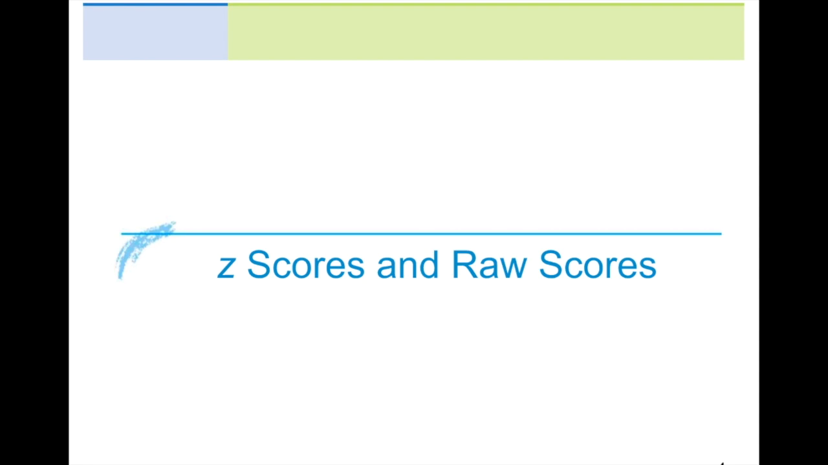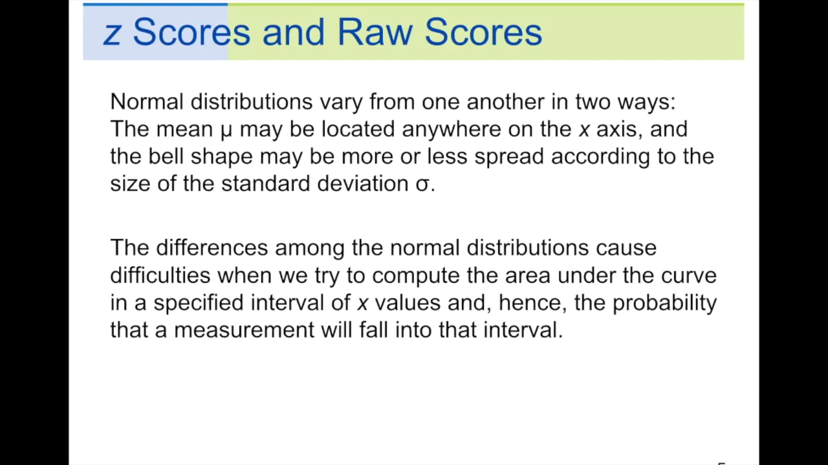Z-scores and raw scores. Normal distributions vary from one another in two ways. The mean mu may be located anywhere on the x-axis, and the bell shape may be more or less spread out according to the size of the standard deviation sigma. The differences among the normal distributions cause difficulties when we try to compute the area under the curve in a specific interval of x values, and hence the probability that a measurement will fall into that interval.